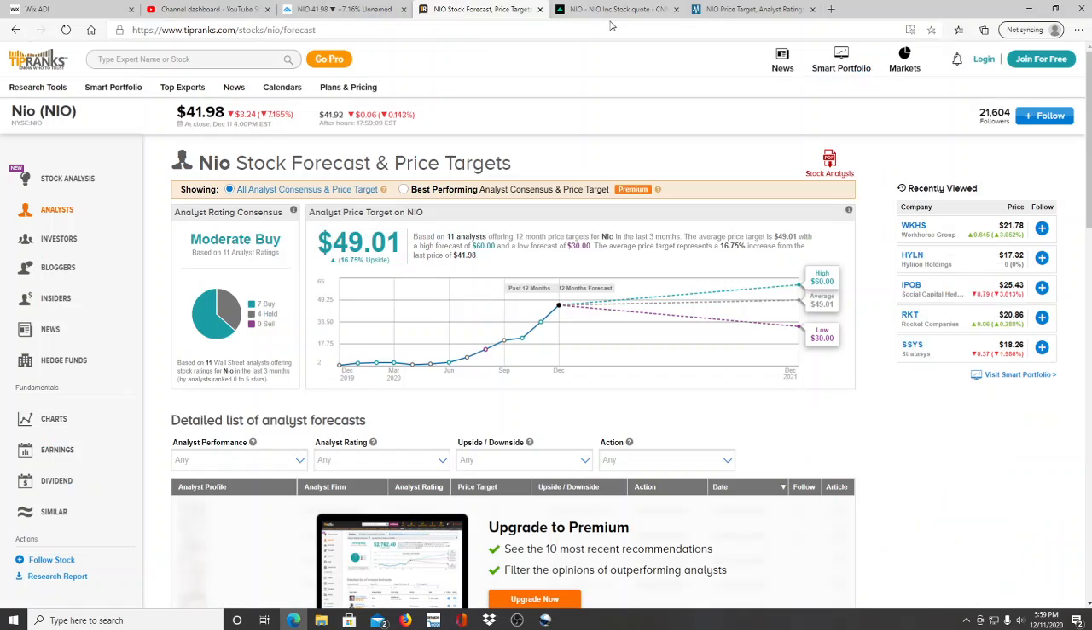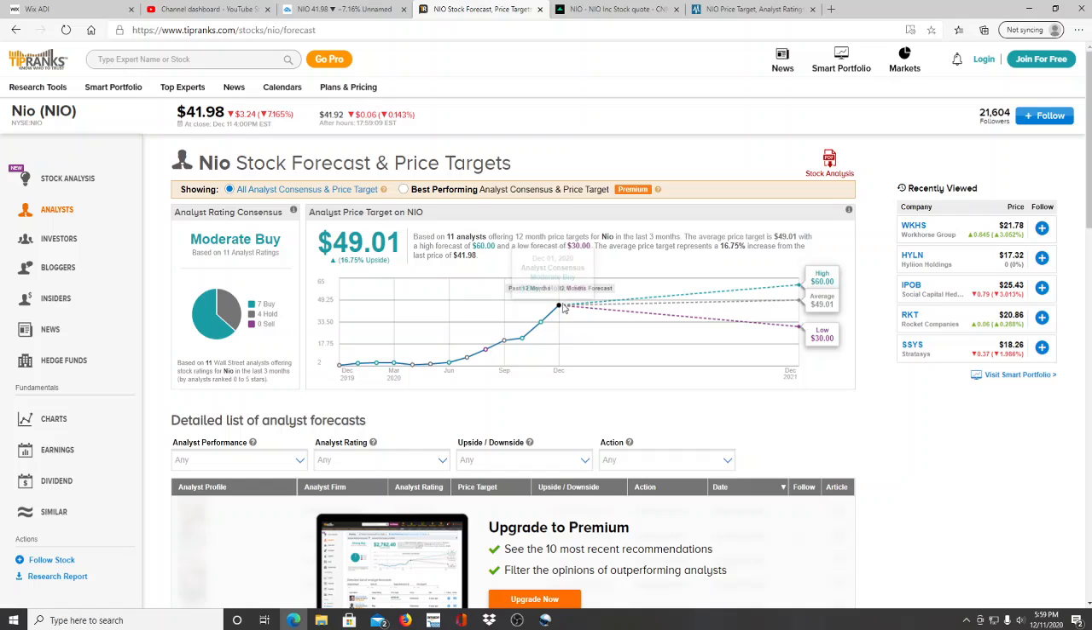So the first one here is TipRanks. I like to use this one a lot, and based on where it's at right now, it's going to go up to 49.01, which it touched already. That's a reasonable midway point. Out of the total 11 Wall Street analysts, 7 are saying buy, 4 are saying hold. No one is saying sell.